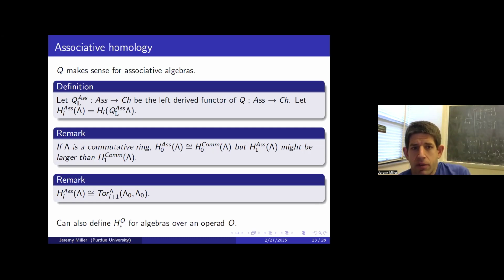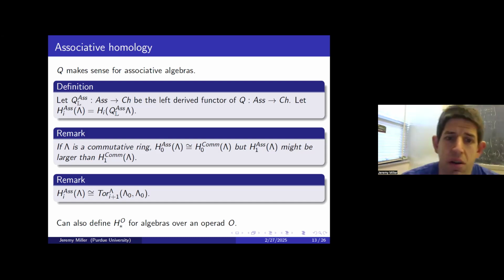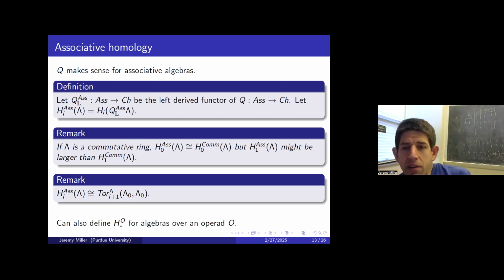You can also make sense of indecomposables for associative algebras. Quotienting by products of things in lower degree gives you a functor from associative rings to modules, or to abelian groups, and so you can take the left-derived functor of the functor defined by the same formula, but now the domain is associative rings instead of commutative rings, and that defines the associative homology. So if you have a commutative ring, the associative zeroth homology and the commutative zeroth homology are going to be the same. They're both just going to be Q lambda, the indecomposables. But in general, in higher degrees, the commutative homology and the associative homology could be completely different.